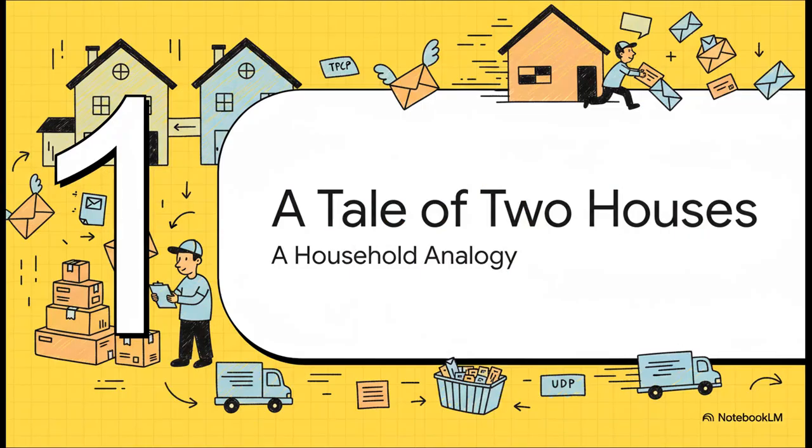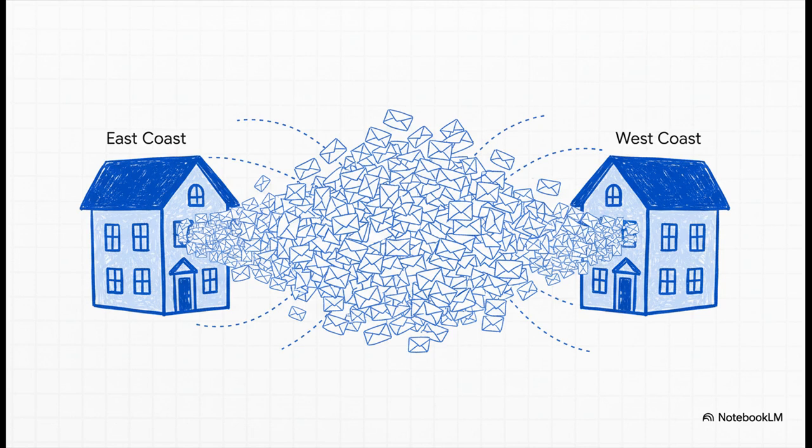To really wrap our heads around this, we're not going to start with code or packets. We're going to start with a simple story, a tale of two houses packed with cousins who just love to write letters to each other. So, just picture it. You've got one house on the East Coast, another on the West. Each one has 12 cousins living in it, and every single week, every cousin writes a letter to every single cousin in the other house. If you do the math, that's 144 letters flying in each direction every single week. That's a mountain of mail, a real logistical nightmare.